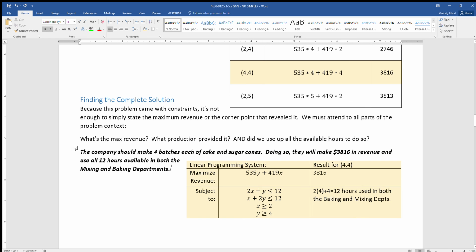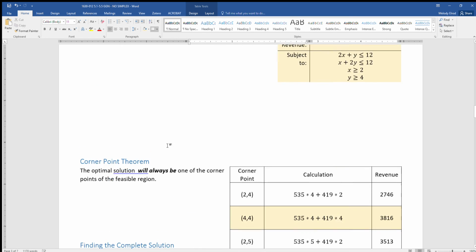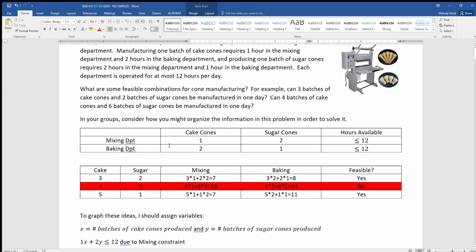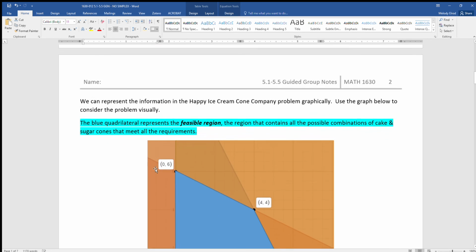Okay, and that is a complete answer, which is going to feel a little annoying right now, but I promise you in the long run it's going to be really useful to you. As you do your homework for this chapter, you're going to want to be that complete with all of this. You're going to want to make sure that you're always looking for the most complete answer. Even if they don't ask you for it, go ahead and find what all the parameters are doing. So if we go all the way back up here to our organizational scheme, we should be accounting for the number of batches of cake cones, the number of batches of sugar cones, and what's happening in the mixing and baking departments.